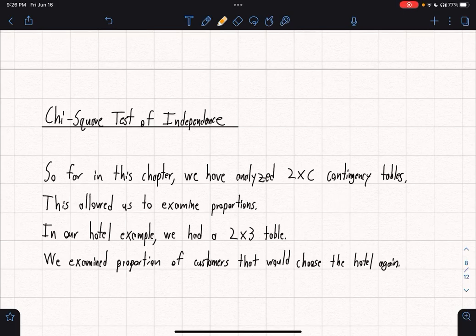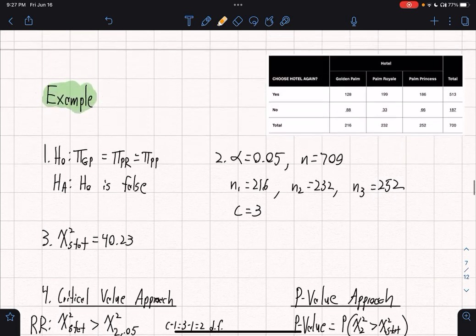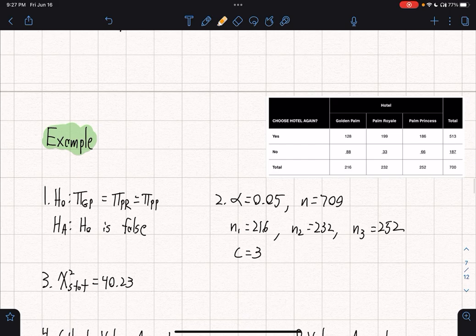Okay, the second half of this chapter, we're going to be looking into the chi-square test of independence. Up to this point in this chapter, we've been analyzing 2 by C contingency tables. All I mean by that is that we had 2 rows, so 2 by C. In this case, C was 3: 1, 2, 3.